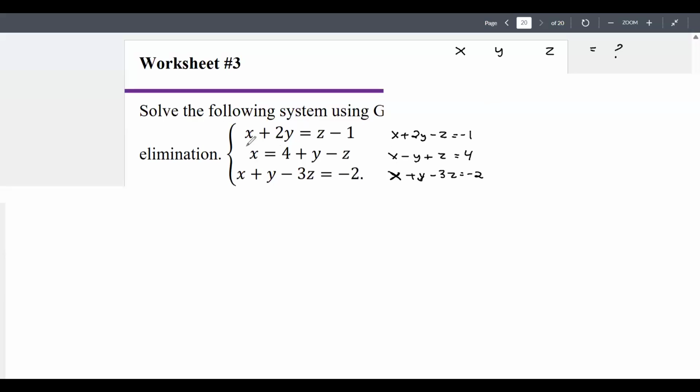What you should have is, instead of x plus 2y equals z minus 1, x plus 2y, and then we subtracted z, minus z equals -1. Instead of x equals 4 plus y minus z, it should be x minus y plus z equals 4. And of course, the bottom one didn't need to change: x plus y minus 3z equals -2. So my matrix is going to be 1, 2, -1, -1, 1, -1, 1, 4, and 1, 1, -3, -2.